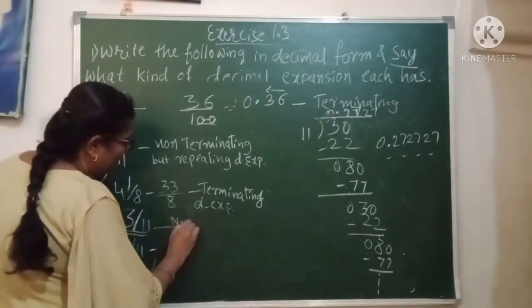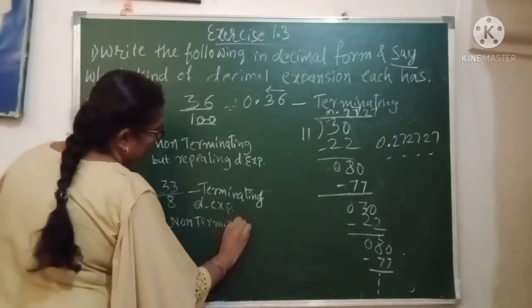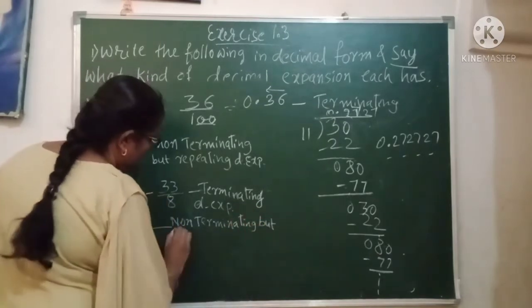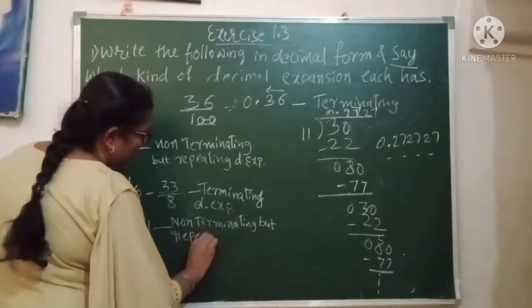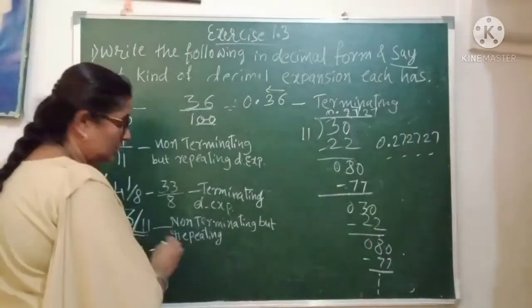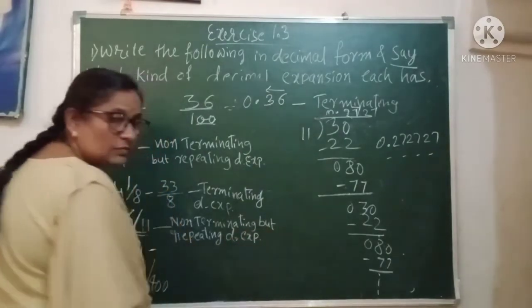Non-terminating. But what happens? It is repeating. What is repeating? The pair of digits are repeating in the quotient. So we write: repeating decimal expansion. This is the way you are solving.